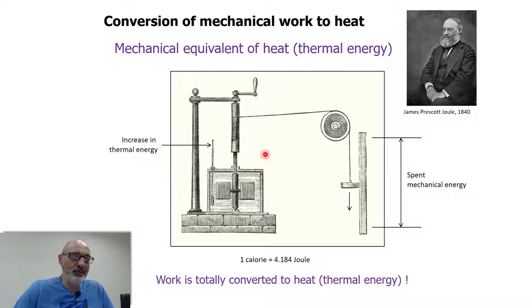Actually, Joule constructed this machine, and by allowing this weight to decrease its height, it pulls the rope here, it turns the blade, the agitator inside the calorimeter, and by supplying a certain amount of mechanical energy, gravitational energy, this resulted in an increase in temperature. So consequently, an increase of thermal energy of the water surrounding the blades here. So in this experiment, work is totally converted to heat, to thermal energy. And the equivalent calculated by Joule is given here.